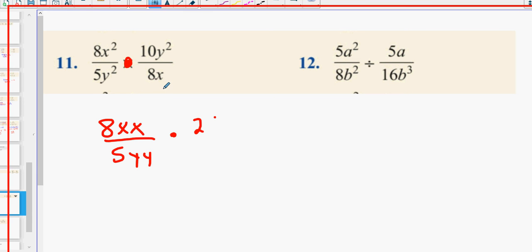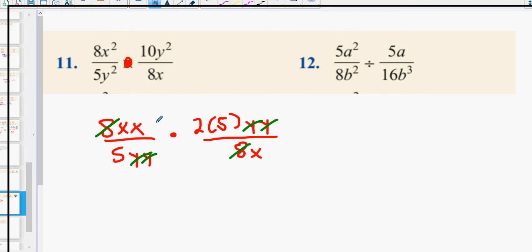2 times 5y, y over. Because I didn't have to break up the 8, because the 8 will cancel with the other 8. If that was a 4 on the bottom, I would have broken up the 8 into 2 times 4. And then look at this. A cancels with A. Y cancels with Y. Y cancels with Y. X cancels with... 5 cancels with... Just 2x over 1, and 2x is the answer.